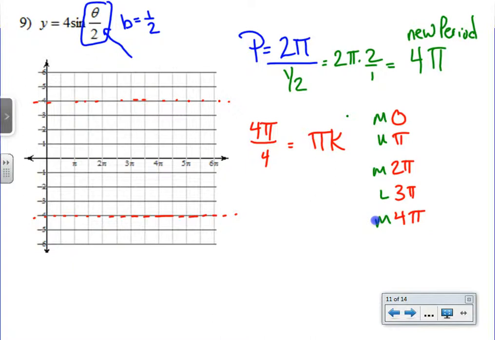What's the question? K means every, like, integral. So 1 pi, 2 pi, 3 pi. K could be any integer.